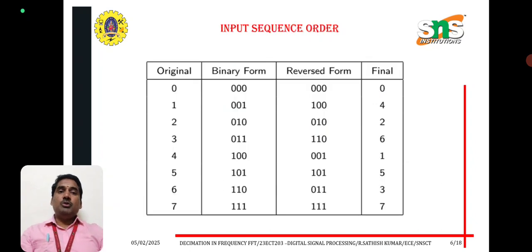This is the input sequence order, original form 0 to 7. The binary representation of 0 to 7 can be given as 000, 001, 010, 011, 100, 101, 110, 111. The bit reversed order can be given as 0, 4, 2, 6, 1, 5, 3, 7. The bit reversed order binary representation can also be given in terms of the reversed form.